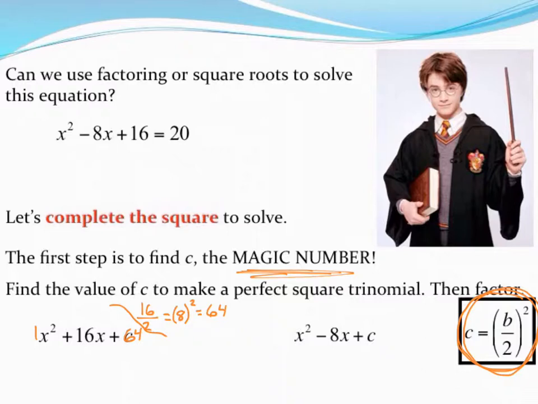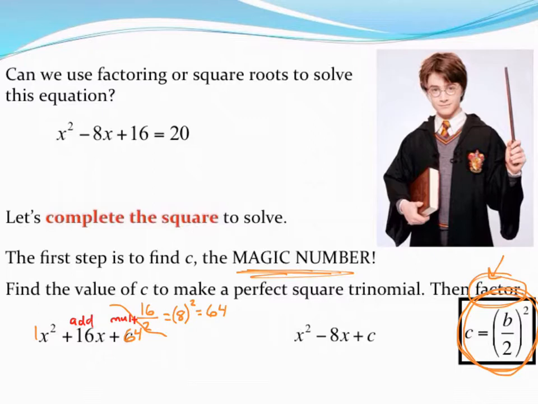Well, glad you asked, Internet people, because what this magic number lets us do is it now allows us to factor. That's kind of the key to this process. So I'm going to now be able to factor this trinomial, and watch how it factors because it's kind of special. Since there's a 1 in front, I can just ask myself, what two numbers multiply to 64, the c value I just found, and at the same time add up to 16.